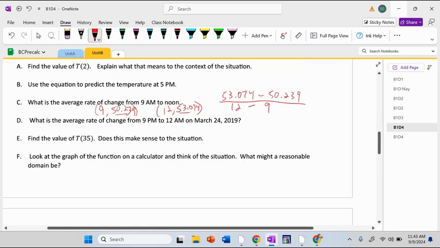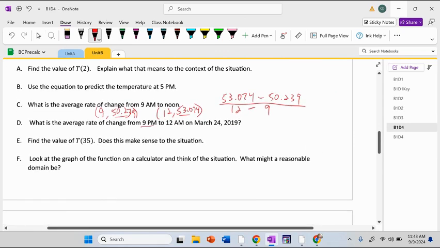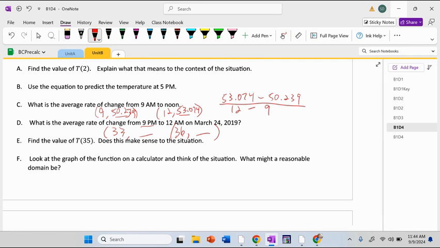All right, and then what's the problem with this? March 24th. This is the 23rd. So what is 9 on March 24th? What hour is that? That's 33. So you have to find 33, comma, and then this would be 34, 35, 36, comma. It's the same question. I don't know if it's still holding true. I'm going to find the value of T35. Does this make sense? Let's look at what T35 says.